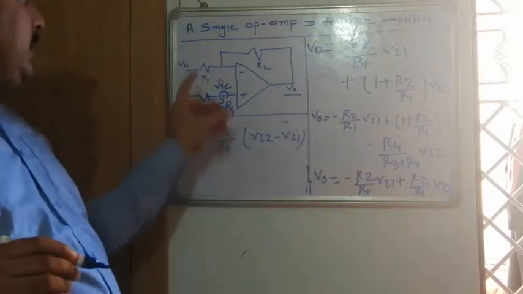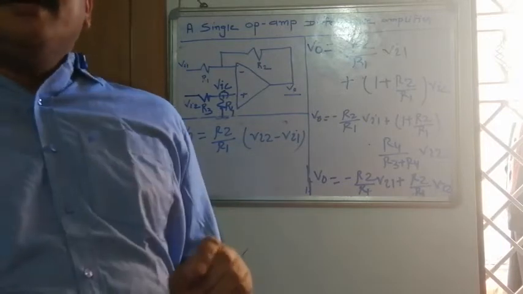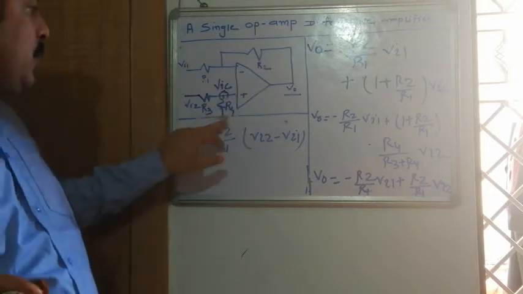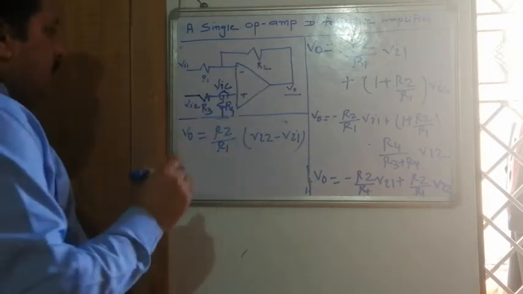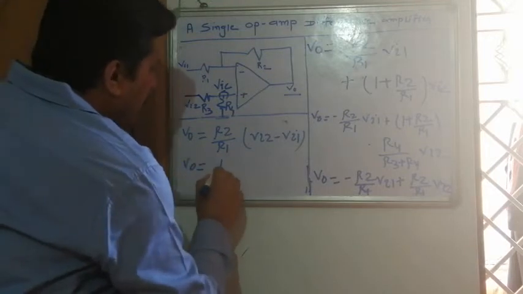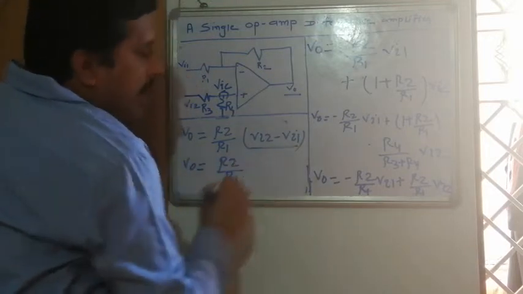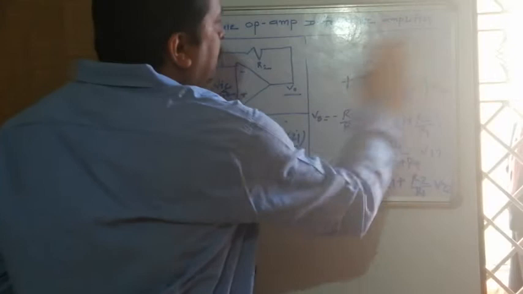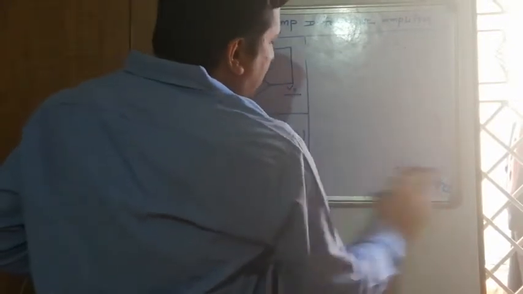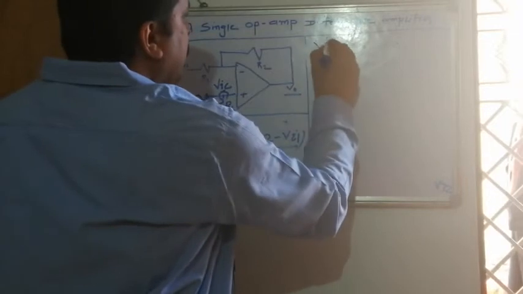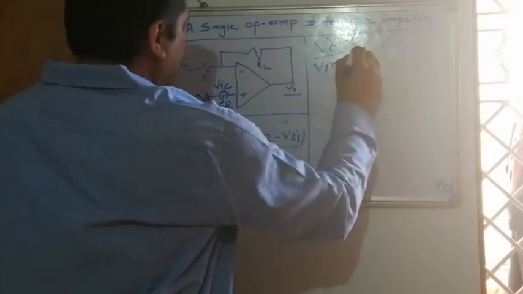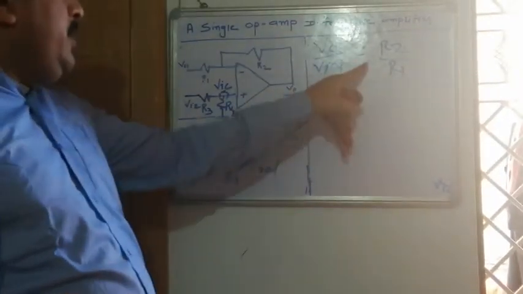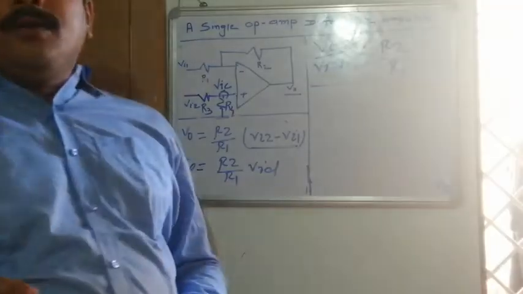So look here, this circuit works as a perfect difference amplifier if I make R1 equal to R3 and R2 equal to R4. So we can write here V naught equal to R2 by R1 times the difference of these two voltages, VID. So what is the gain of the difference amplifier? The gain of the difference amplifier is the ratio of V naught divided by VID, which is R2 by R1. Now here we have got the gain of the difference amplifier as R2 by R1.